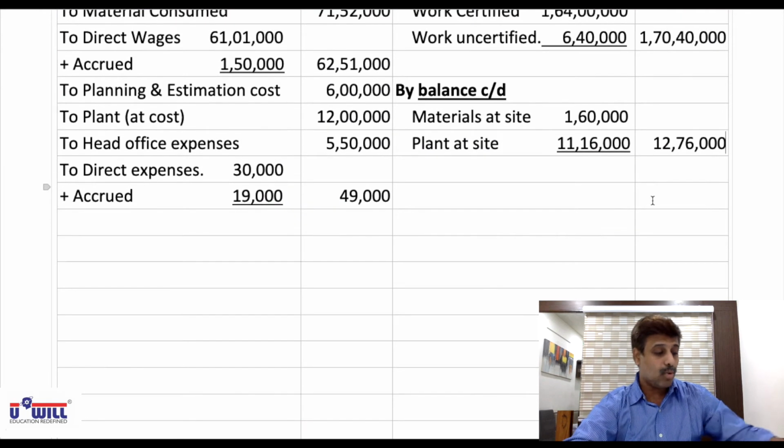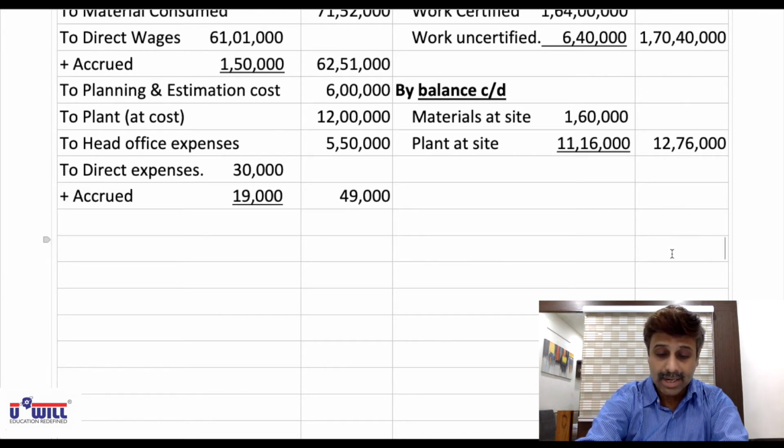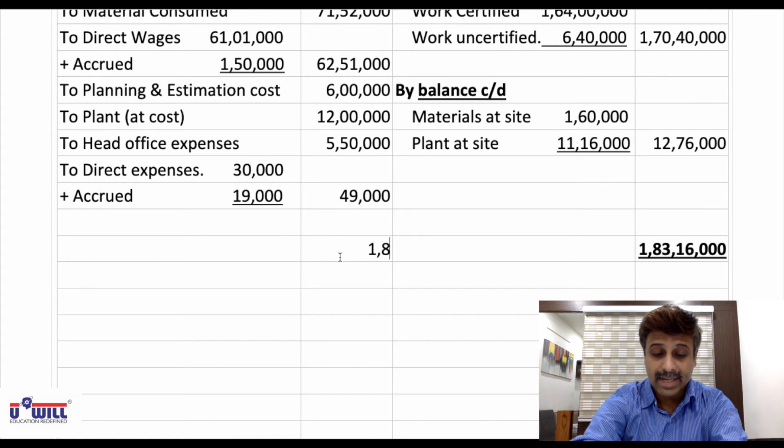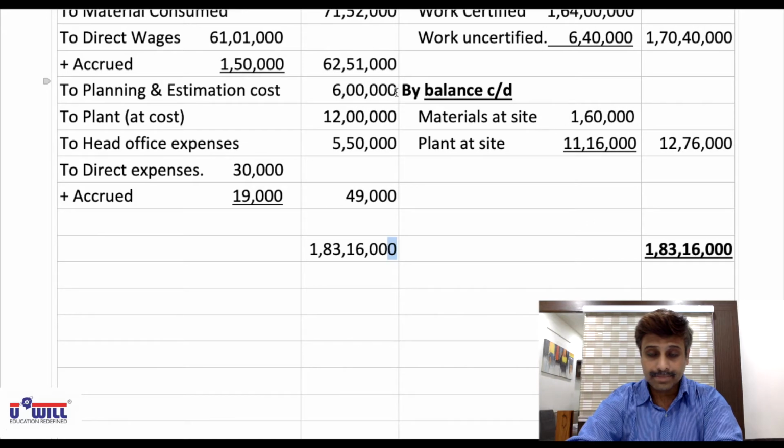So all of you do the total of credit side first. 1 crore 70,40,000 plus 12,76,000. Credit side total comes to 1,83,16,000. Okay, 1,83,16,000. All of you write it on both the sides. 1,83,16,000 on both the sides.